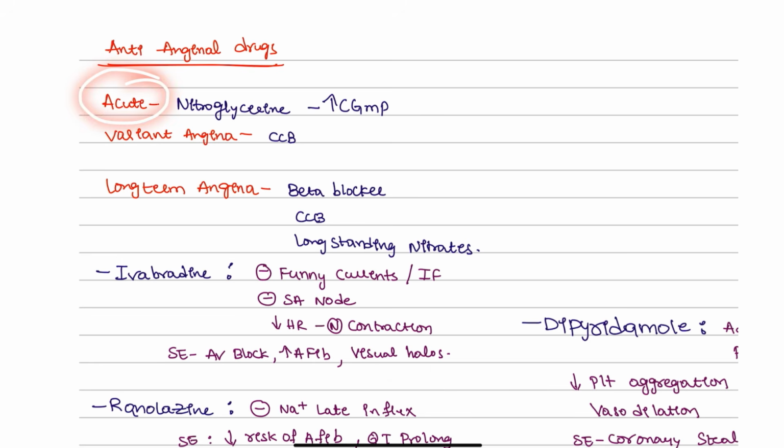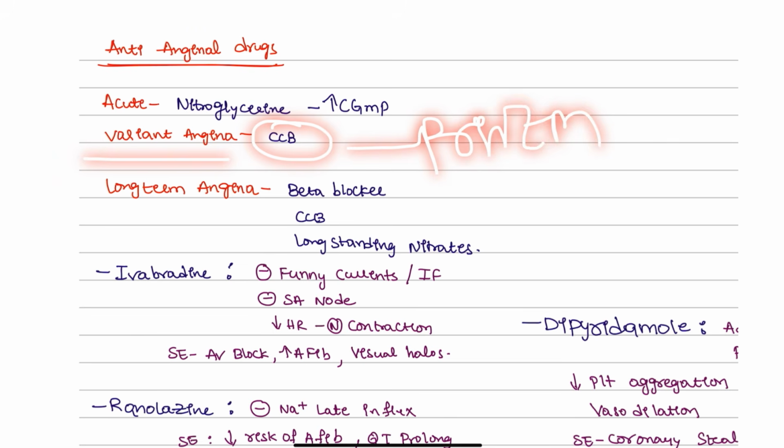Anti-anginal drugs in the acute stage, we are going to use nitroglycerin. The main mechanism of action is increased cGMP activity. Variant angina, calcium channel blockers, as we just now discussed Prinzmetal angina. Long-term angina, beta blockers, calcium channel blockers, and long-acting nitrates can be given to this patient.